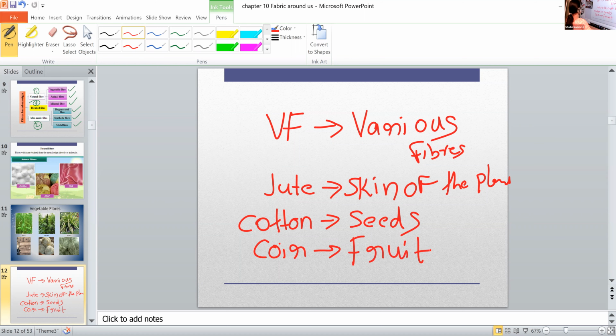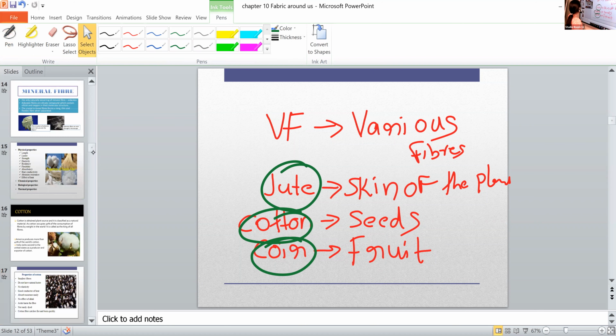So, vegetable fibers means the fibers that we obtain from the various parts of the plants. It can be from the skin of the plant, it can be from the seeds, fruits, and all. Examples: jute, cotton, coir, all these are the vegetable fibers.